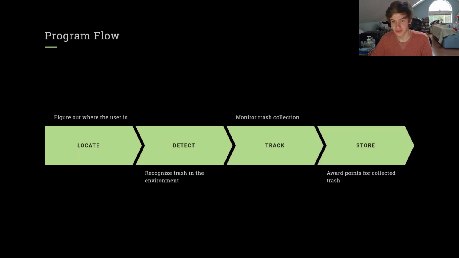LitterallyLess's program flow can be broken into four main tasks: locate the user, detect recyclables in the environment, track the recyclables' position to figure out when the user picks up the litter, and store detection information on a public leaderboard to enable friendly competition among friends.